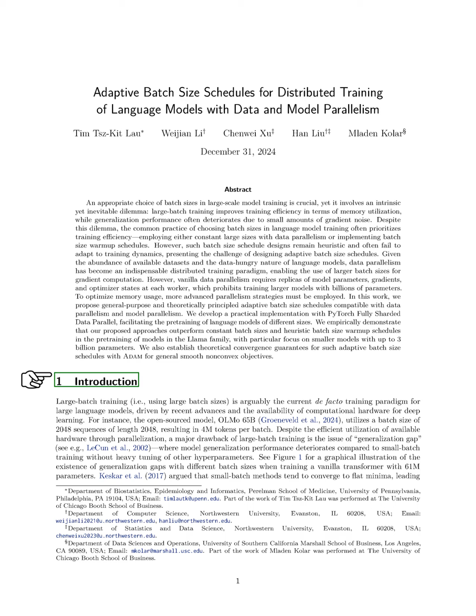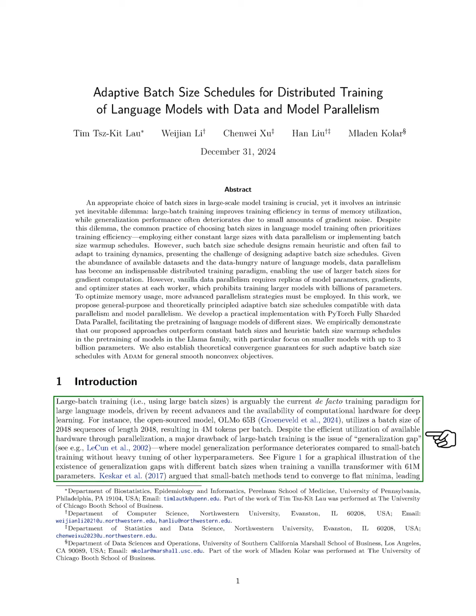Section: Introduction. In this section, we discuss the current trend of using large batch training for large language models, which has become the standard due to advancements in deep learning hardware. For example, the Olmo 65B model employs a batch size of 2048 sequences, leading to a total of 4 million tokens per batch. While this approach effectively utilizes hardware through parallel processing, it presents a significant challenge known as the generalization gap, where the model's ability to generalize diminishes compared to smaller batch training unless we carefully adjust other hyperparameters.